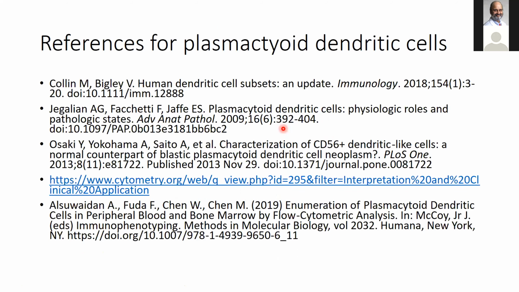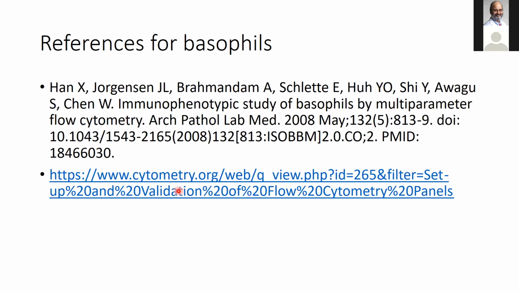And these are the references for papers discussing some plasmacytoid dendritic cells. This link here to cytometry.org, these are really nice short presentations written up by some of the members of ICCS. And so it's a really nice place to go look for some really short, succinct descriptions of different cell types and different diseases. And then again, we have some references for basophils. And so that is all I have for today.